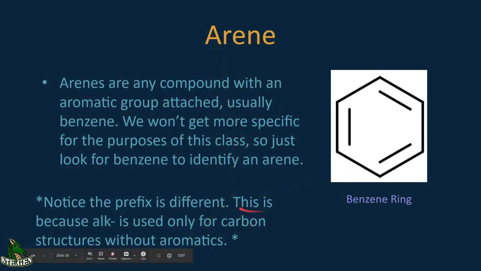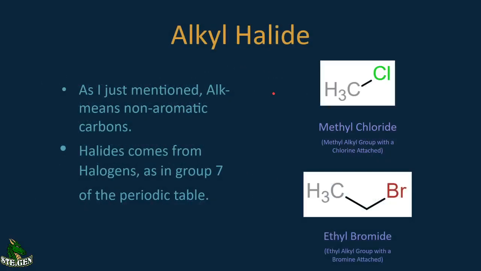Notice the prefix is different in this case because alk is used for only carbon structures without aromatics. Alk and R are the two prefixes used depending on if it's an aromatic or a non-aromatic compound. Okay, now we're going to get into examples involving all of these. So again, alk means non-aromatic carbons, and halides is coming from halogens. So alkyl halides are any alkane or alkene or alkynes that have a halogen group attached to it.